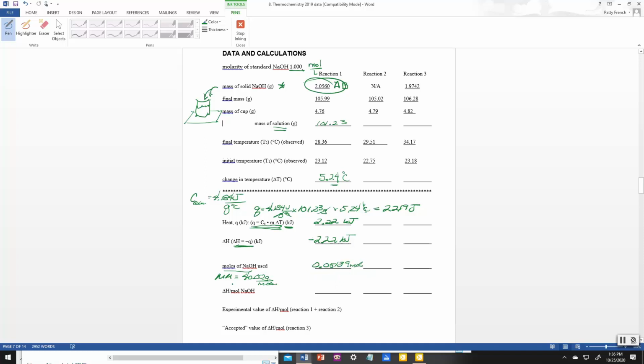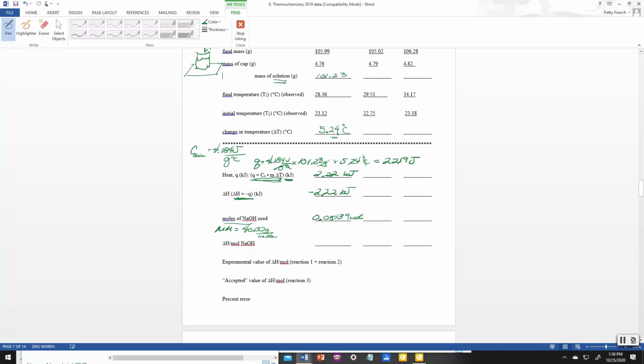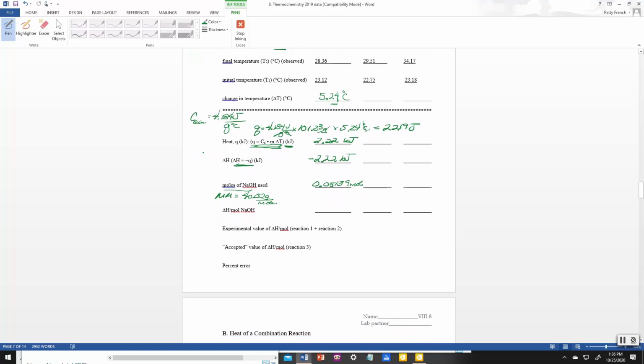So finally, getting the delta H per mole is simply taking our delta H and our moles and dividing them. So negative 2.22 kilojoules divided by 0.05139 moles. And so for this reaction, or for this dissolution of NaOH, we got negative 43.2 kilojoules per mole.